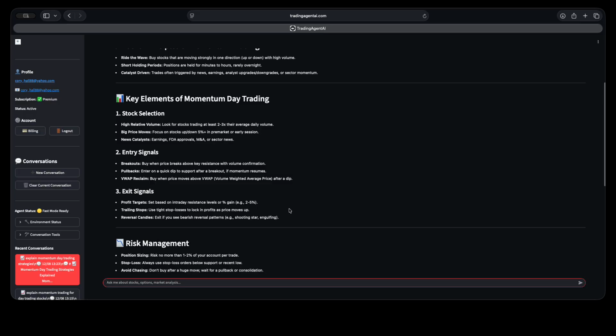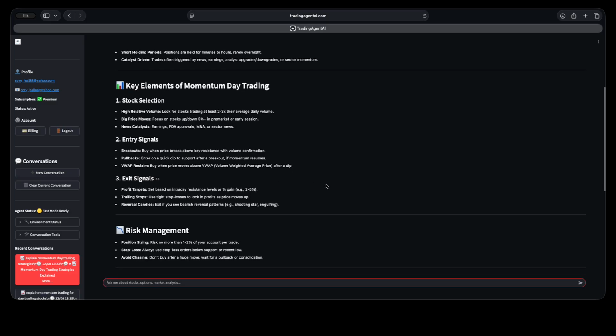Number 2 is entry signals. You're gonna want to look for breakouts: buy when the price breaks above key resistance with volume confirmation. You're gonna want to look for pullbacks: enter on a quick dip to support after a breakout if momentum resumes. And then you'll want VWAP reclaim, where VWAP is volume weighted average price. Buy when price moves above VWAP after a dip.